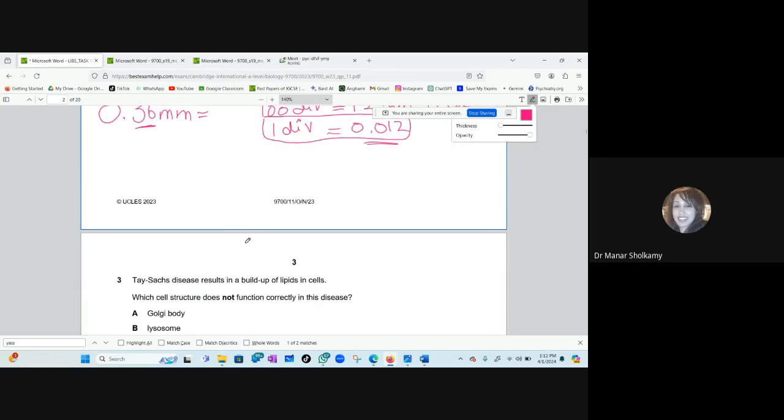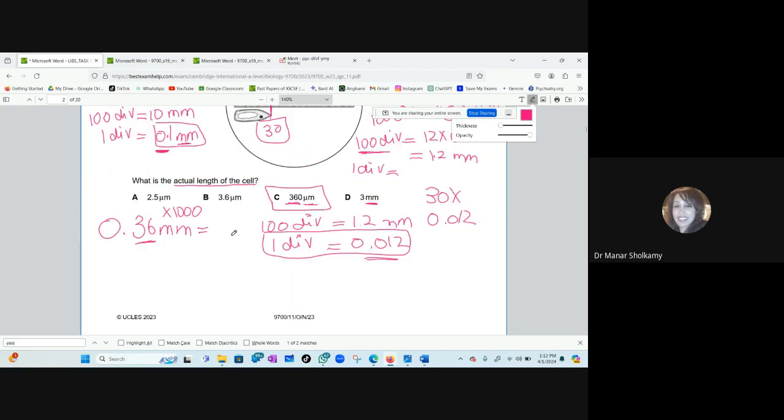So please understand the difference between the stage micrometer and the eyepiece graticule. It's easy to remember. The eyepiece graticule is the one found in the eyepiece. It's called eyepiece in the microscope. And the stage micrometer is a scale with a measurement on a slide. Okay, you want me to show you the difference? Let me show you the difference.